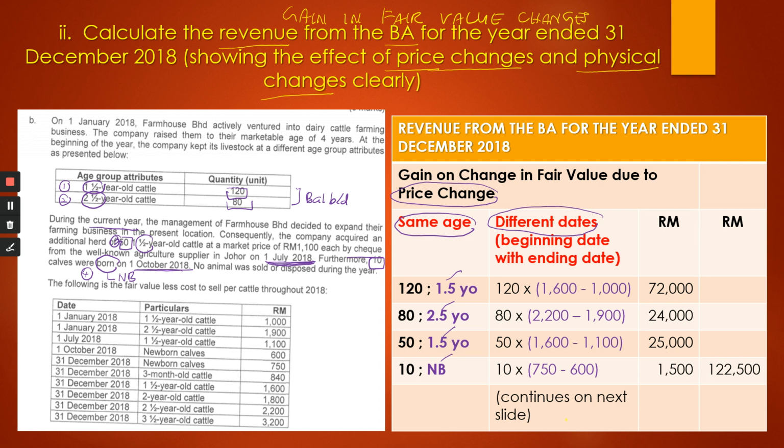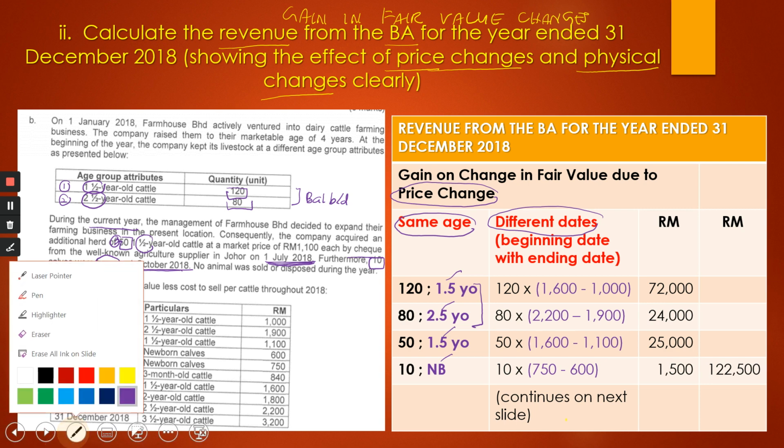So let's start by calculating what are the gain in fair value due to price change for each of the age category. The first one, so we are focusing on the age of 1.5-year-old. So 1.5-year-old, you will compare those at different dates. So different date here, if you talk about these first 2 categories, these will be from comparing them with 1st of January 2018 with the price as at the end of the year. So let's start with this. Right, we will use different color to illustrate that.